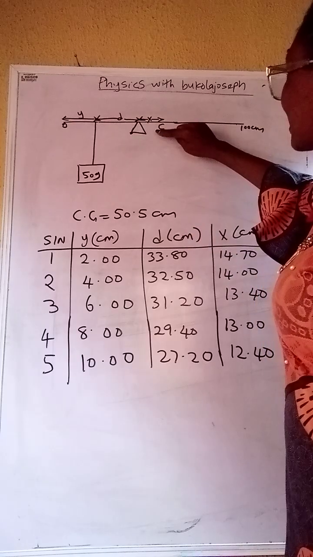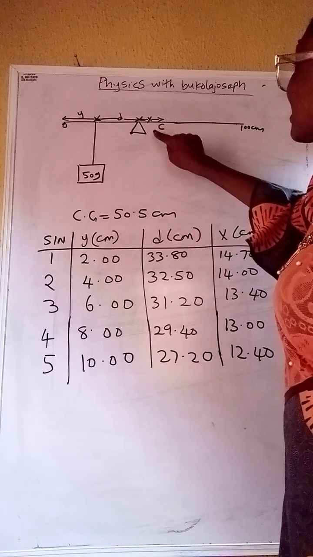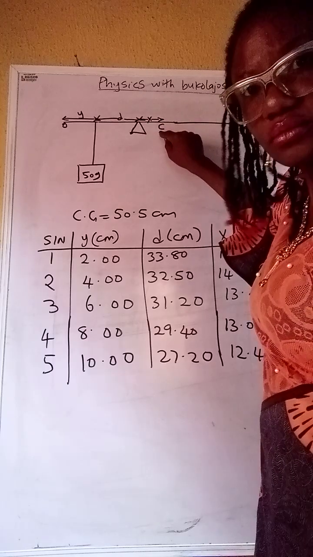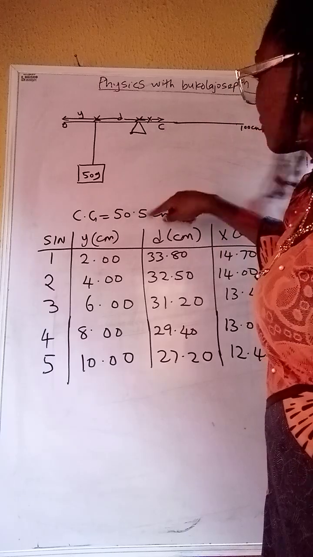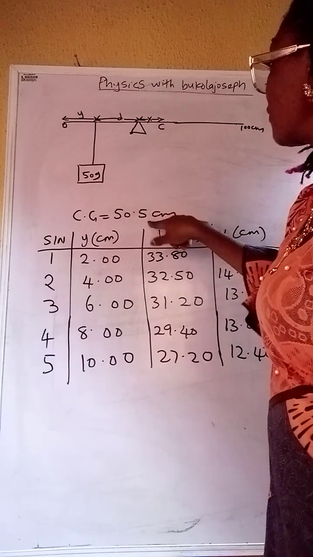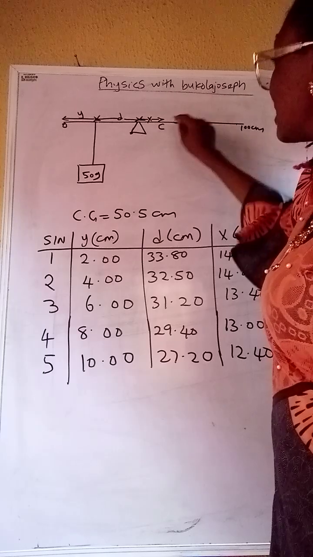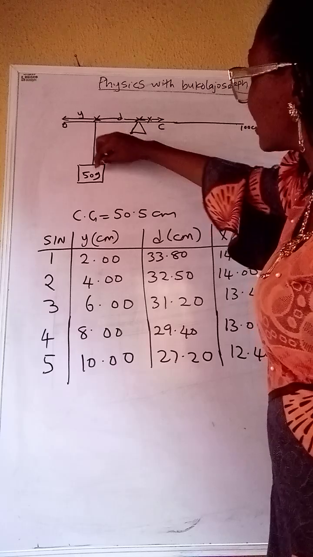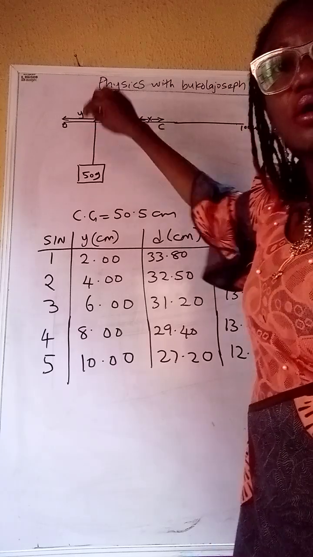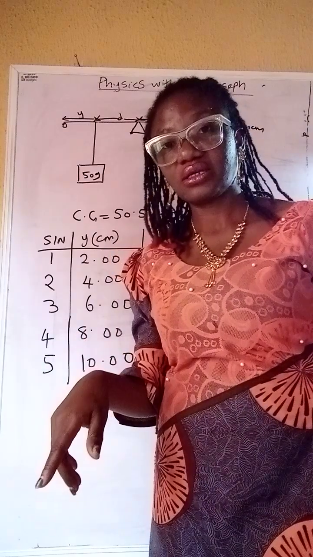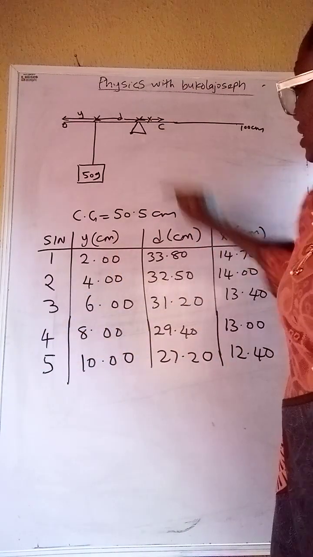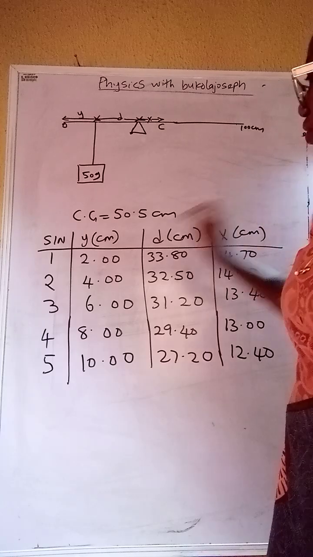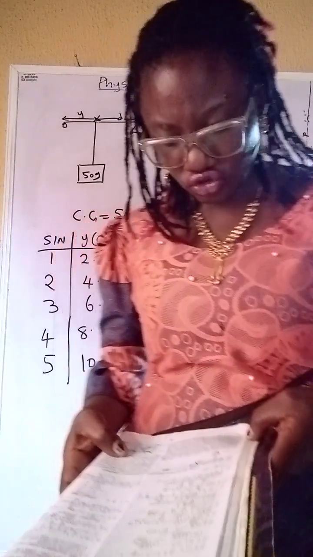Once it is stable on the knife edge, from your stable point, you find D, and then you find X. So X is the distance between the pivot and what you got as your C. Remember, you got your C to be 50.5. So X is the distance between C and where the pivot balances. Then D is the distance between the pivot and where you hung your 50 gram mass at 2 centimeter. That is it. So D is this, and then X is this. Y is given.